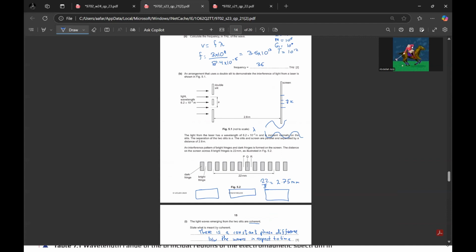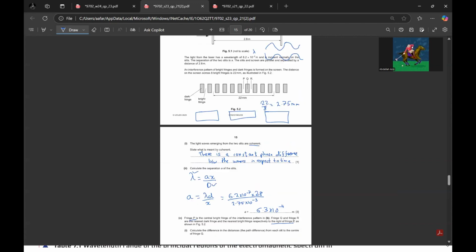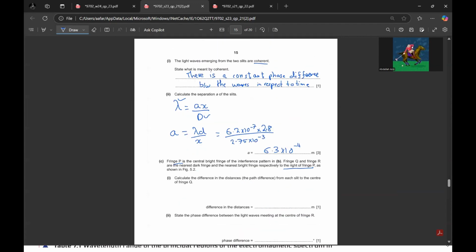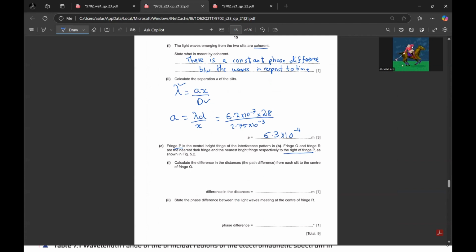Basically, half a wavelength apart. If you switch this to half wavelength forward, it will become the same. So we say that it's basically 6.2 the wavelength square by 2, which gives us 6.3 into 10 power negative 7, or 3.1 into 10 power negative 7.